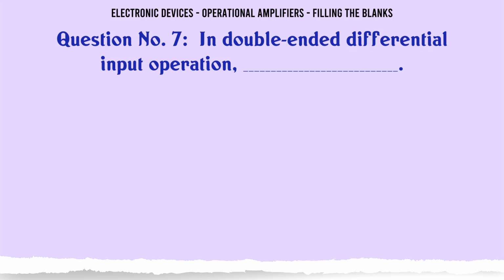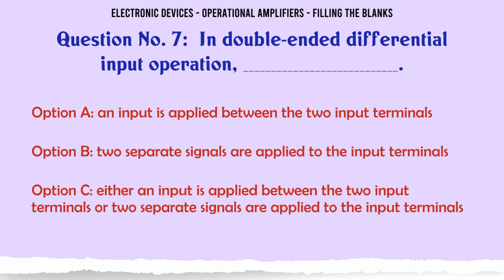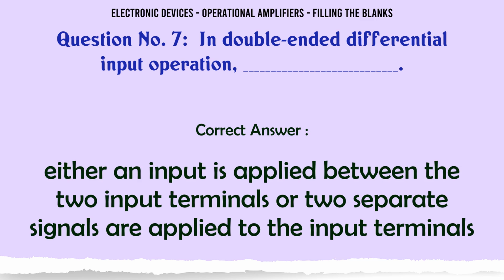In double-ended differential input operation, A: an input is applied between the two input terminals, B: two separate signals are applied to the input terminals, C: either an input is applied between the two input terminals or two separate signals are applied to the input terminals, D: none of the above. The correct answer is either an input is applied between the two input terminals or two separate signals are applied to the input terminals.